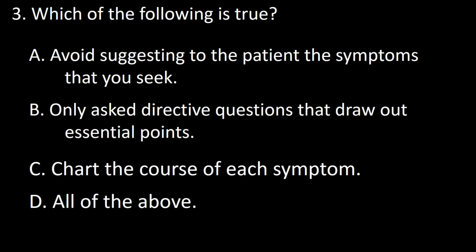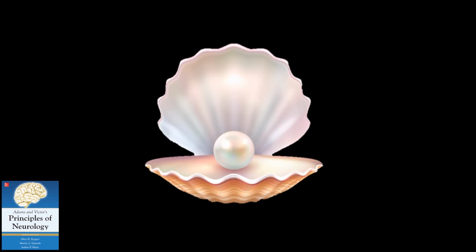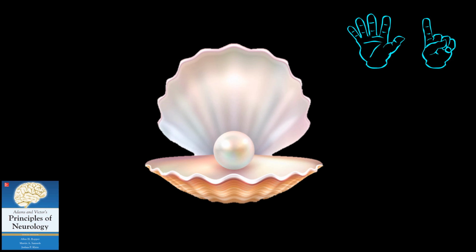A. Avoid suggesting to the patient the symptoms that you seek. B. Only ask directive questions that draw out essential points. C. Chart the course of each symptom. D. All of the above. This book is called Principles of Neurology. In the section labeled Taking a Neurological History, we can read the following recommendations, which I like to call pearls. And there are 6 of them.